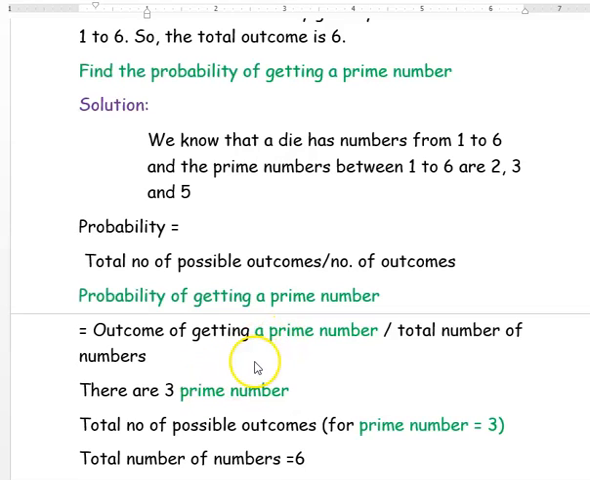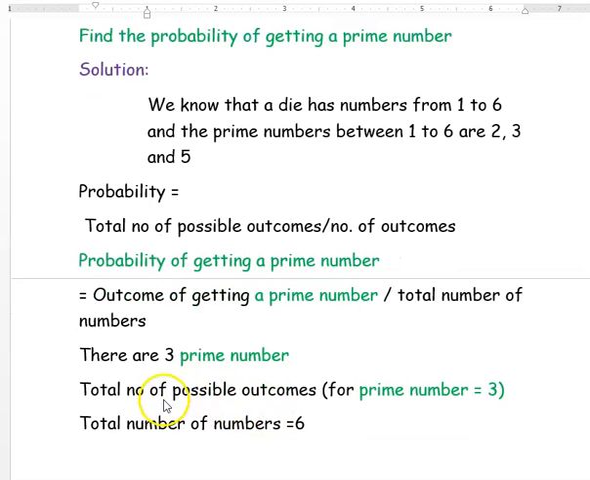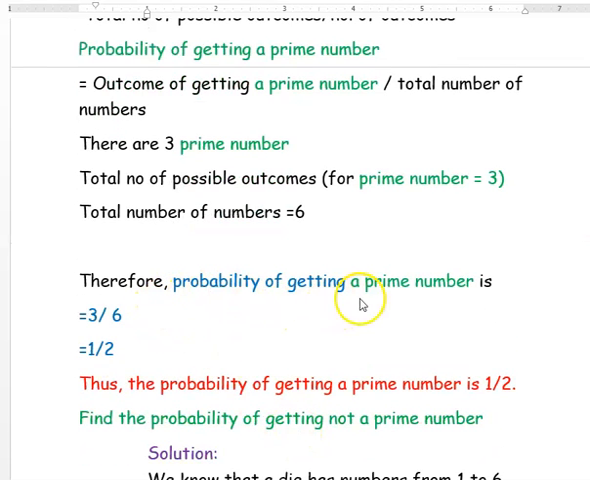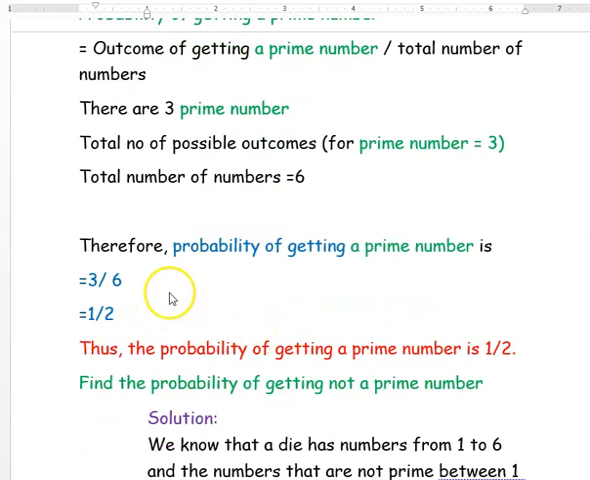So if you see here, we know that there are 3 prime numbers. So there are 3 possible outcomes for a prime number, and the total number of numbers is 6. Therefore, the probability of getting a prime number is 3 divided by 6. If you simplify that, you will get 1 divided by 2. So thus the probability of getting a prime number is 1 divided by 2.